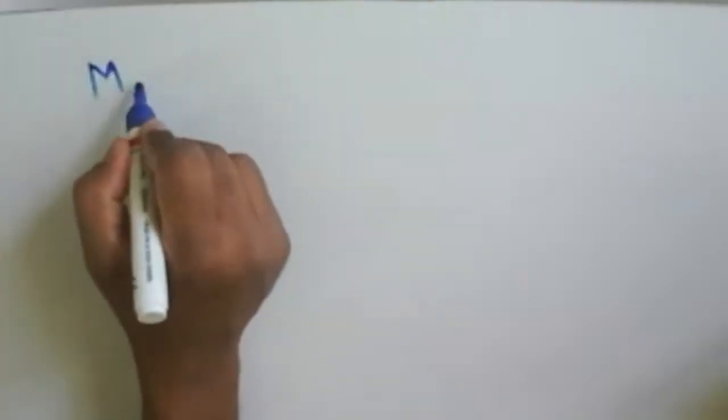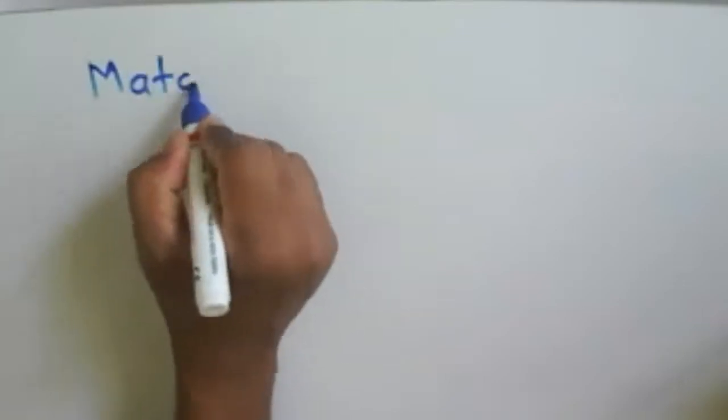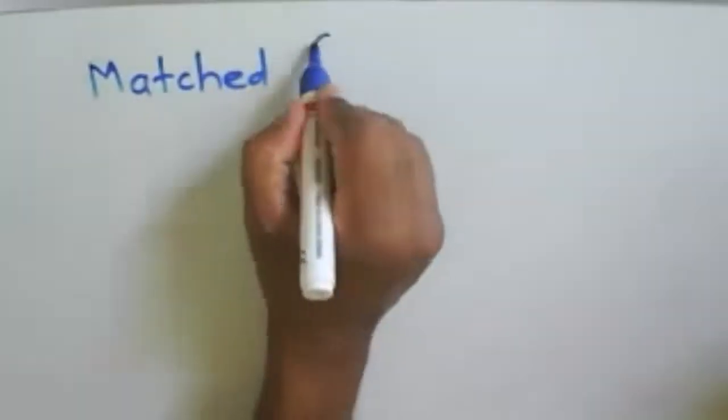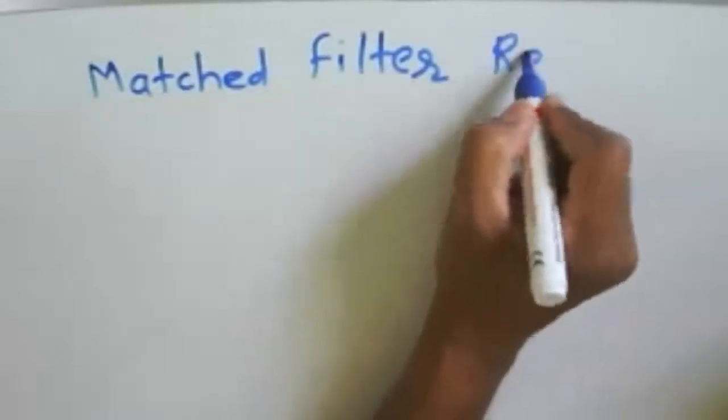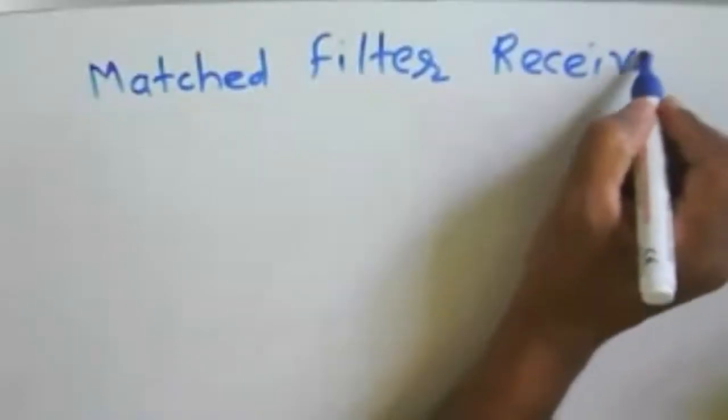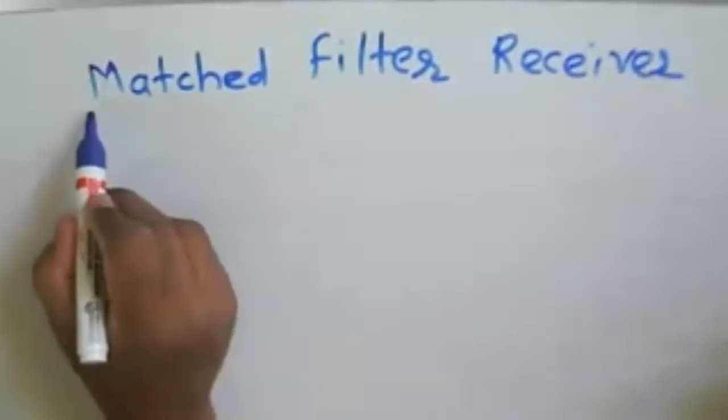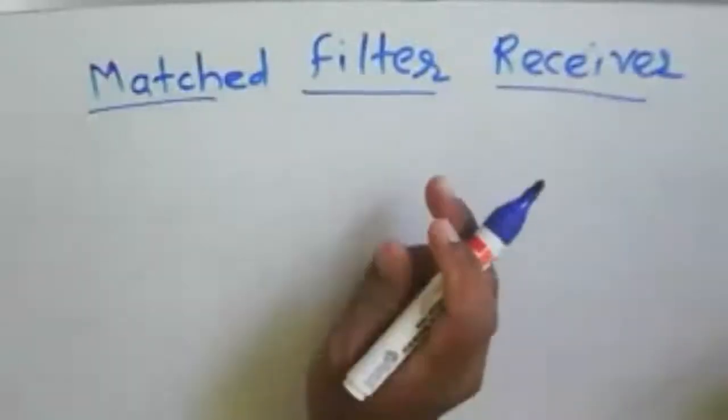Now next we proceed to the matched filter. We have seen earlier that a signal is to be received. So receiving the signal: matched filter receiver. Earlier we have seen the receiver block.